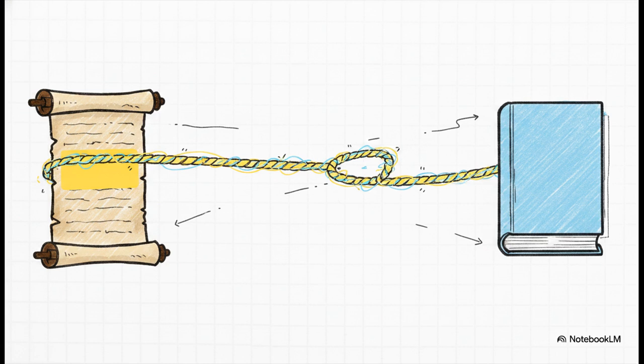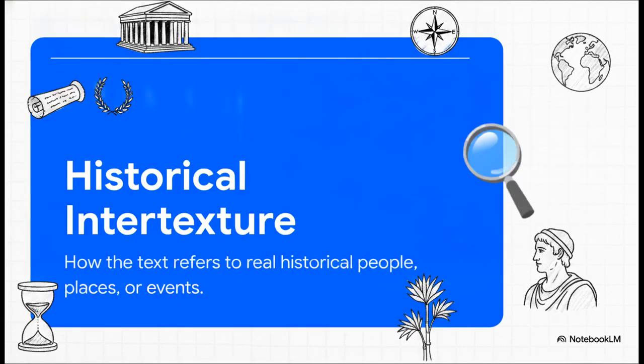It's a real game changer for the original readers. Okay, component number 2 is historical intertexture. This is where the text anchors itself in verifiable, real-world timelines. It examines how the author refers to real historical people, actual places, and specific, datable circumstances.